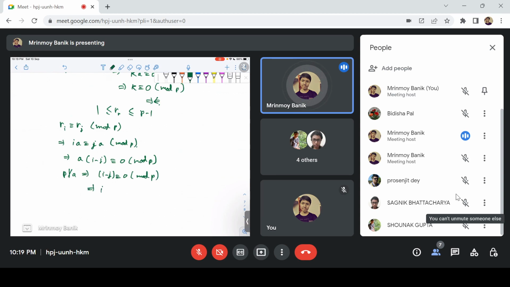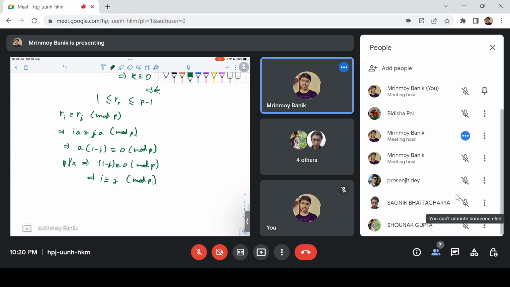And that implies I and J are congruent mod P. Now observe that both I and J are in the set 1 up to P minus 1. So if they are congruent, that would mean they are equal, since numbers which are less than P are not changed by congruence. They are the remainders, right? P can't divide them further. So this implies I is equal to J.